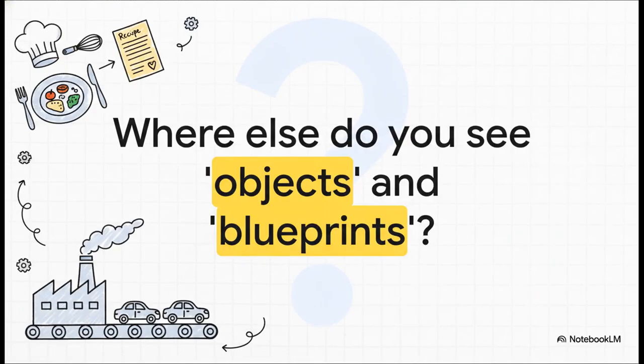So I'll leave you with this final thought. Now that you get the core idea of classes as blueprints and objects as the real-world things you create from them, where else do you see this pattern? Think about a cookie cutter and the cookies it makes, or a recipe and the meal you cook. This object-oriented way of thinking truly is everywhere once you start looking for it. And that is the power of a good blueprint.